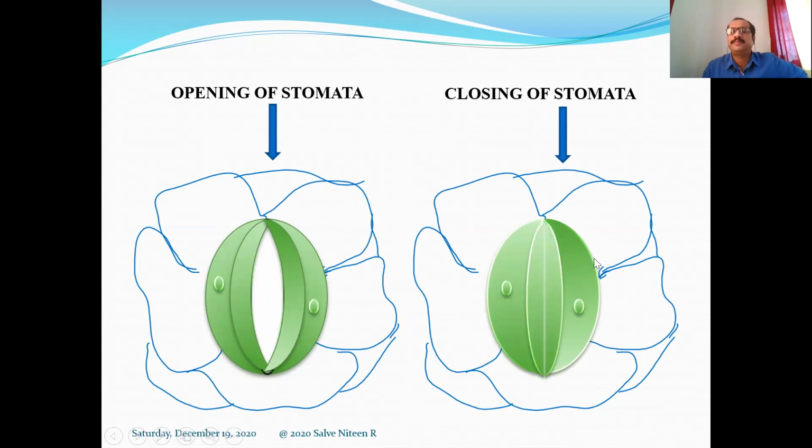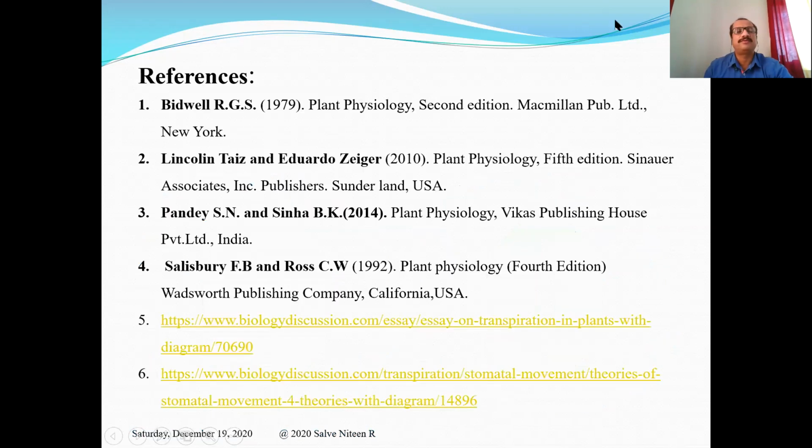That is resulting in closure of stomata during nighttime or in acidic pH. And this happens during daytime or when the pH of the guard cell and the surrounding cells is basic. This is opening of stomata. This is closing of stomata. When stomata are open, transpiration takes place. When stomata are closed, there is no transpiration. And this is the mechanism of opening and closing of stomata as proposed by the scientist Steward in 1964. These are some of the references.